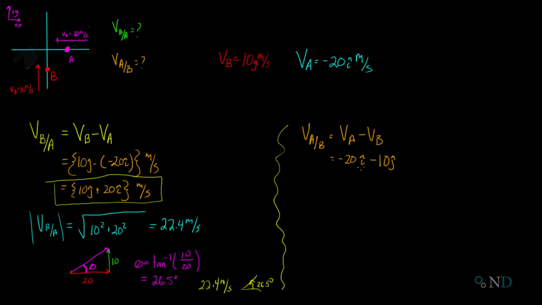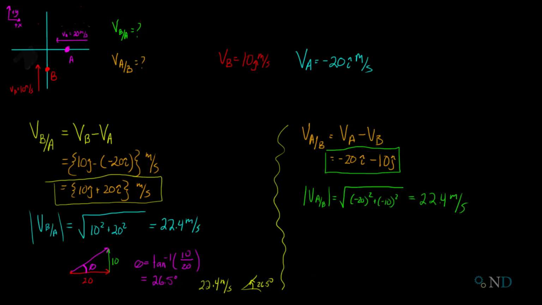And again, this is expressed in vector form, and if we take our magnitude, it's going to be the square root of the sum of the squares, so minus 20 squared plus minus 10 squared. This is again going to be 500, so our magnitude is going to be the same. It's going to be 22.4 meters per second.